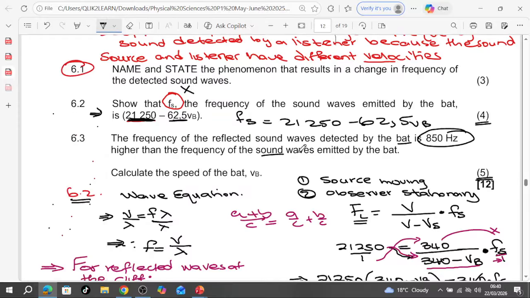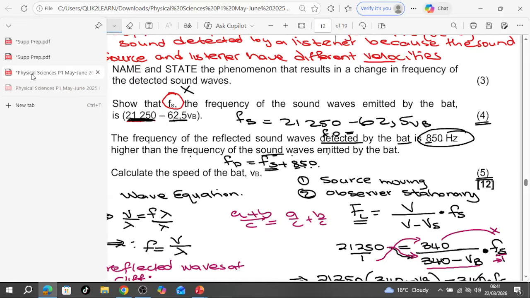Please pause the lesson. Make sure that you understand why we are adding those two. The detected frequency of the reflected sound waves is going to be 850 higher than the frequency of the source. So F detected is equal to Fs plus 850. F detected is 850 higher than the frequency, so we take Fs and add 850. I hope this makes sense.